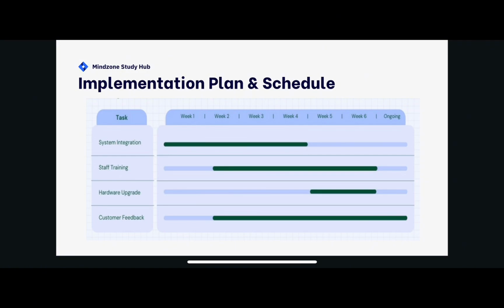And then after they are trained on how to access and centralize everything in their own system or device, that's when we will be integrating the hardware, which is the tablets. And this is when we will also be installing all the needed software in that tablet as well for the customer facing.